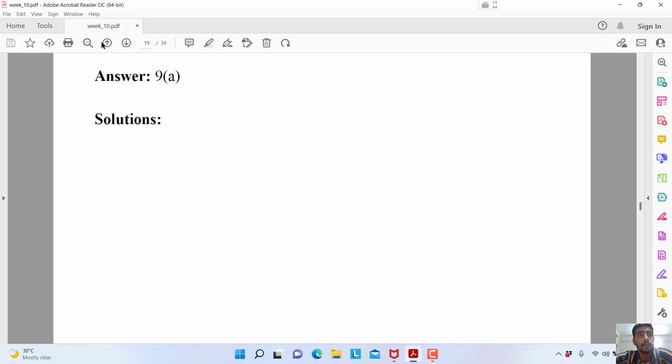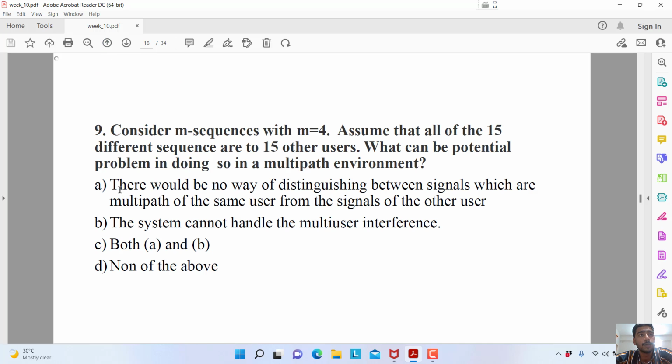The option is the A part, and we will see. First is given, there would be no way of distinction between signals which are multipath of the same user from the signals of the other user. Next is the system cannot handle the multi-user interference. Is it wrong? C is about A and B. It's also wrong. And the answer is the A part.